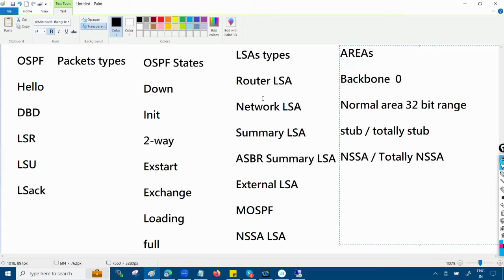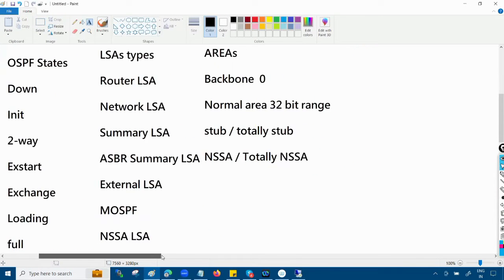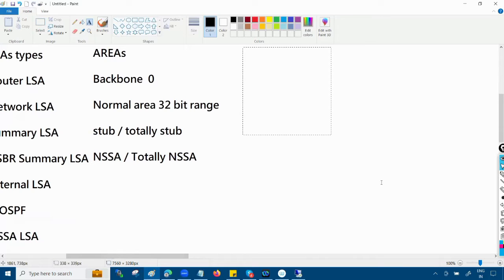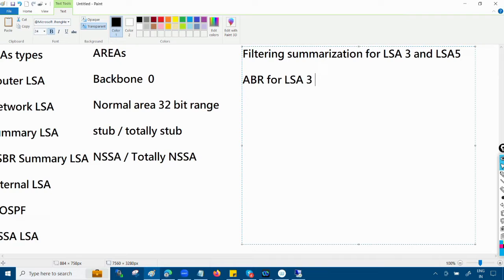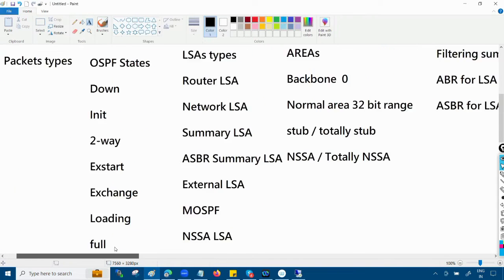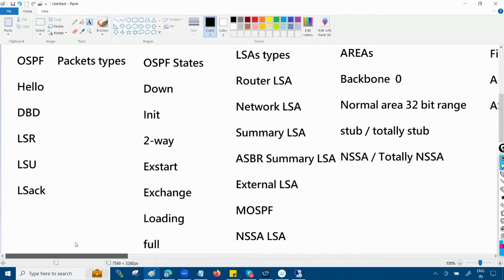Now, these are the things, right? Apart from that, if I talk about filtering or summarization for LSA 3 and LSA 5, you can do it on an ABR for LSA 3, right? And you can do it on the ASBR for LSA 5. Now, these are the basic things that we have covered in the last 20 days, right?